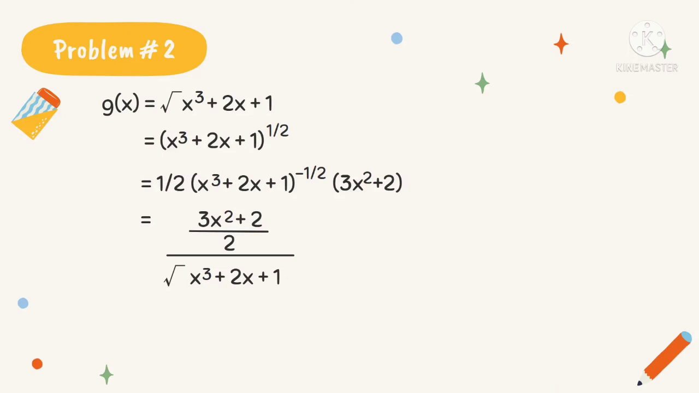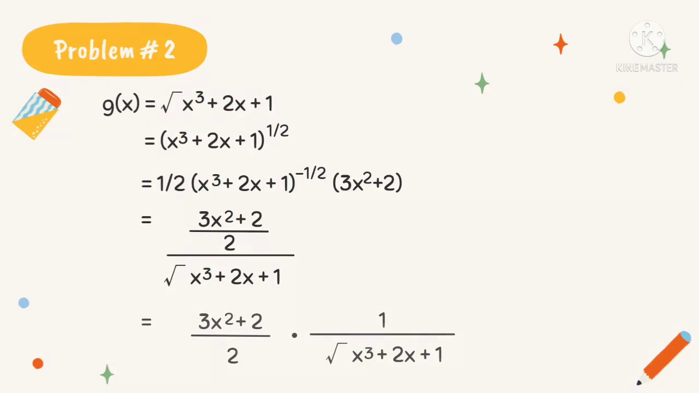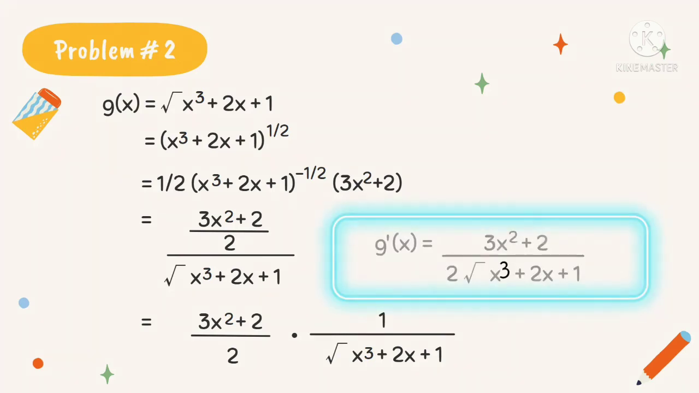Since our numerator is still in a fraction form, we can just multiply it to the reciprocal of our denominator to have 3x squared plus 2 over 2 times 1 over the square root of x cubed plus 2x plus 1. All we need to do here now is to simplify for us to have g prime of x is equal to 3x squared plus 2 over 2 square root of x cubed plus 2x plus 1.